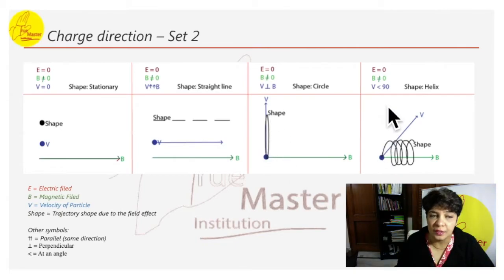Now comes the fourth case. In the fourth case, again the electric field is 0. Magnetic field is not equal to 0, so that means it does have some value. The particle is thrown with a velocity at an angle less than 90 degrees. Then due to the magnetic field, the shape will be a helix. This is the angle at which it is thrown, which is less than 90 degrees. So the shape will be a helix.